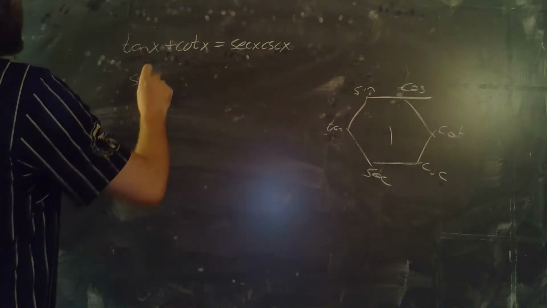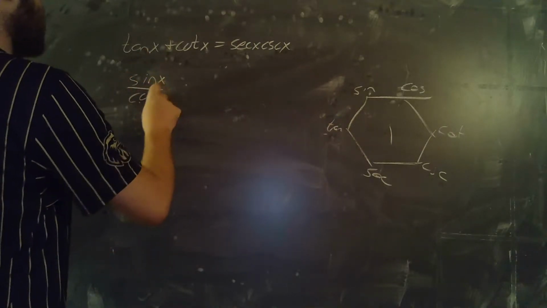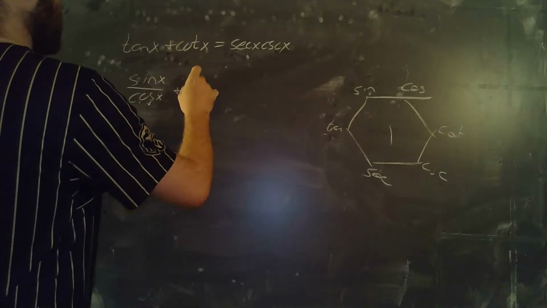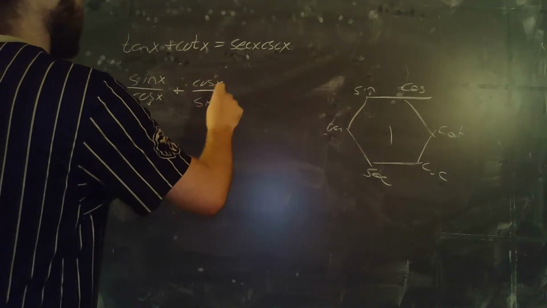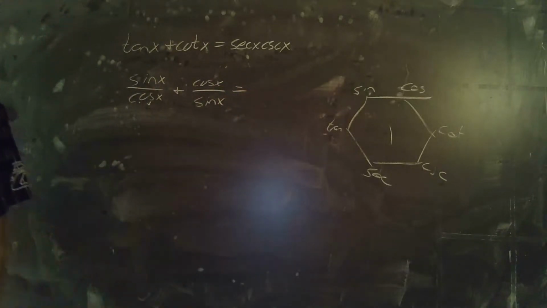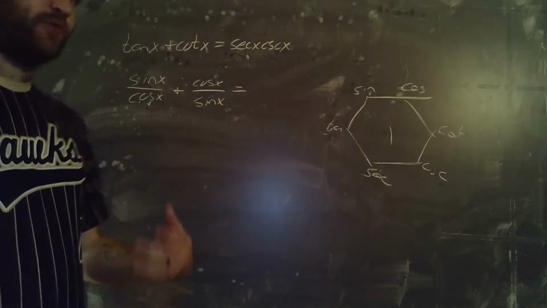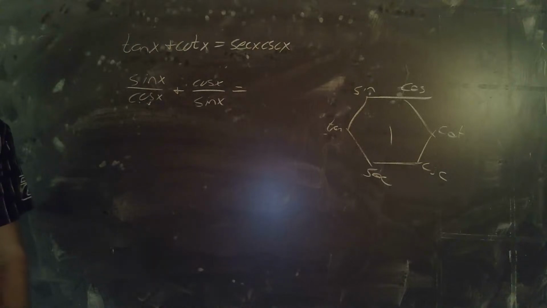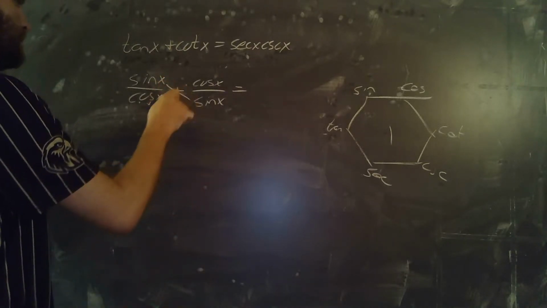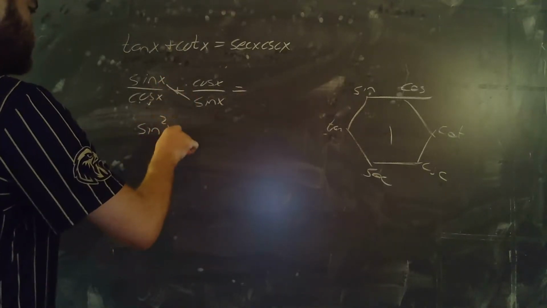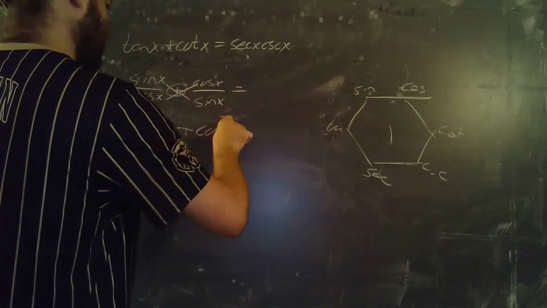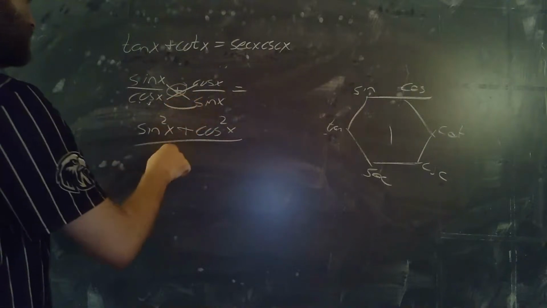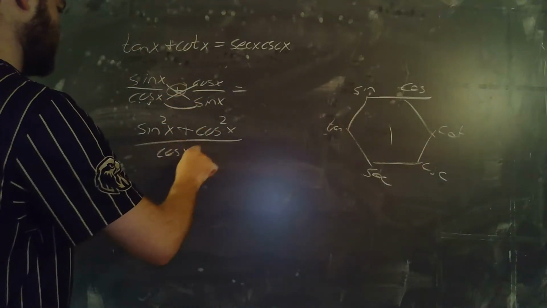Tangent we can write as sine over cosine, and cotangent we can write as cosine over sine. Now, notice we have multiple fractions added or subtracted, pretty much immediately makes me think common denominator. Let's do top left times bottom right. That is sine squared, steal the sign in the middle. Bottom left times top right, that's cosine squared. The denominator is just the two multiplied together, cosine times sine.